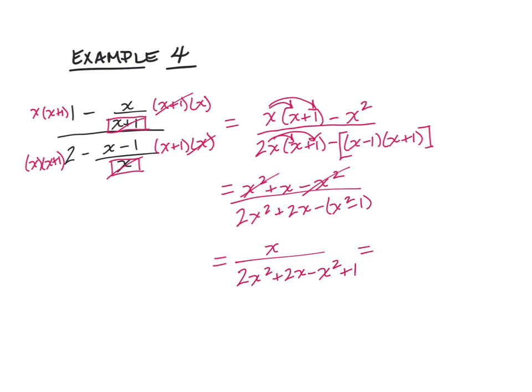And then one more step to clean this up. The top is going to be x, and the bottom is going to be, let's see, 2x squared minus x squared will just give me an x squared. And then I have a plus 2x, and then I have a plus 1. And that is my final answer. Nothing else is going to simplify or cancel there.